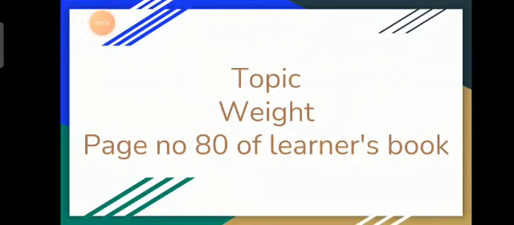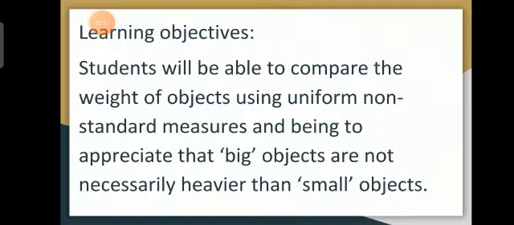Let's start today's topic. Your topic is weight, page number 80 of the learner's book. Your learning objectives are: students will be able to compare the weight of objects using uniform non-standard measures, and to appreciate that big objects are not necessarily heavier than small objects.